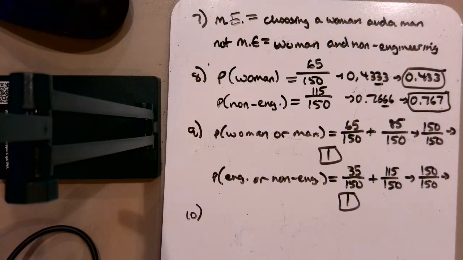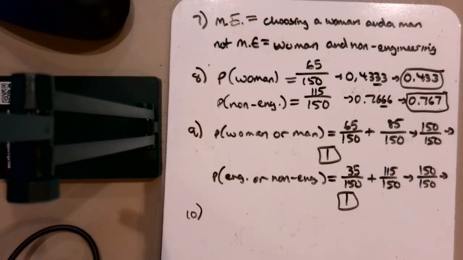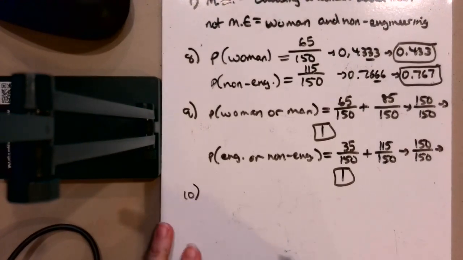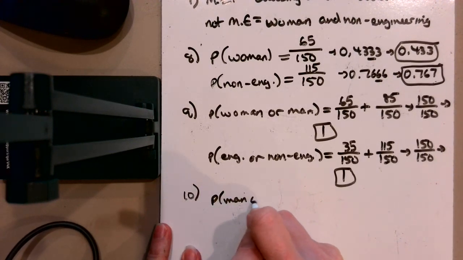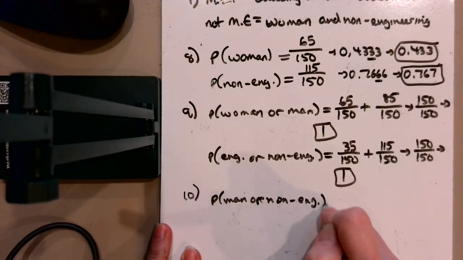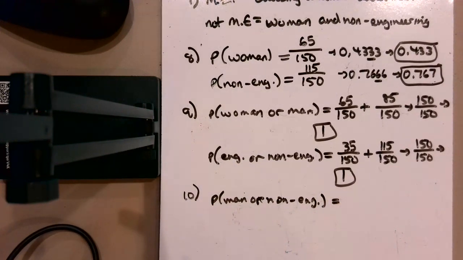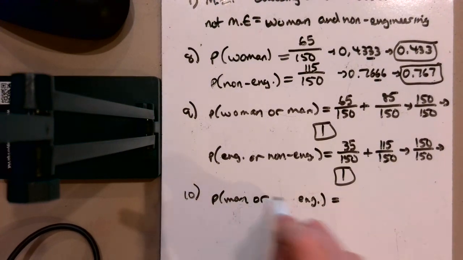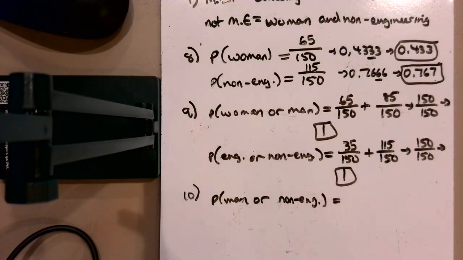Going to number 10. Two versions of number 10. Again, keeping with the same table of 65 women, 85 men, 35 engineering majors, 115 non-engineering majors. So one version of number 10 says, find the probability of choosing a man or a non-engineering major. So these could occur at the same time. Let me write it a little bit neater. Man or non-engineering major. There you go. So these could occur at the same time. They are not mutually exclusive.